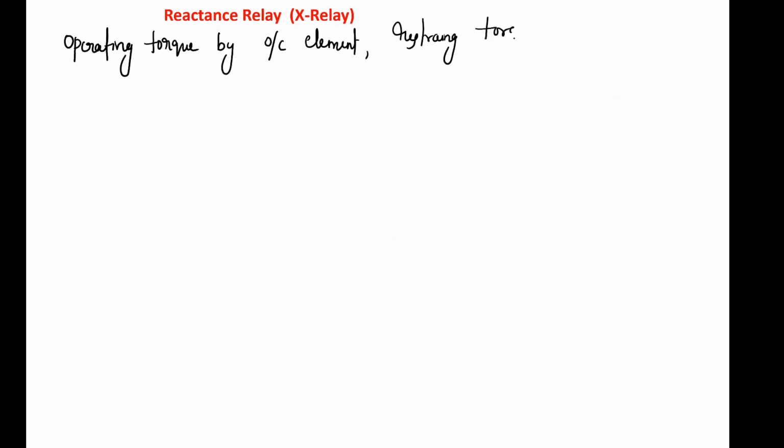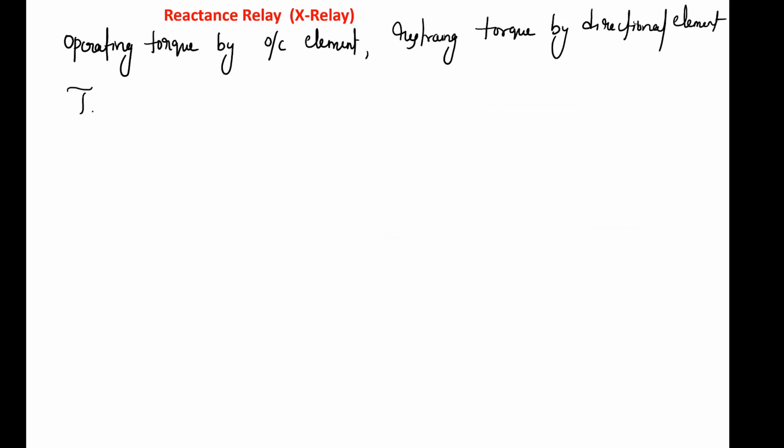So in the reactance relay, the operating torque is produced by the overcurrent element, and the restraining torque by the directional element. Here also we are neglecting the restraining torque due to the spring.